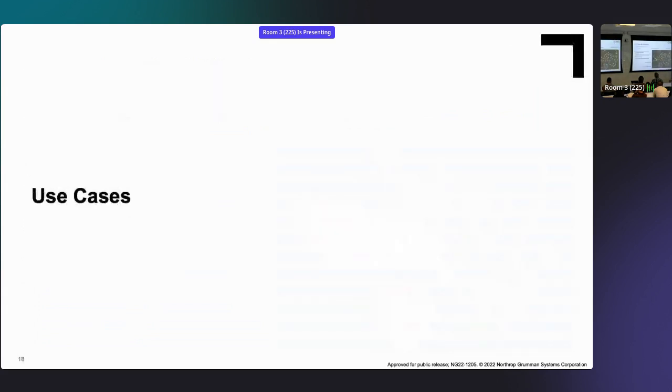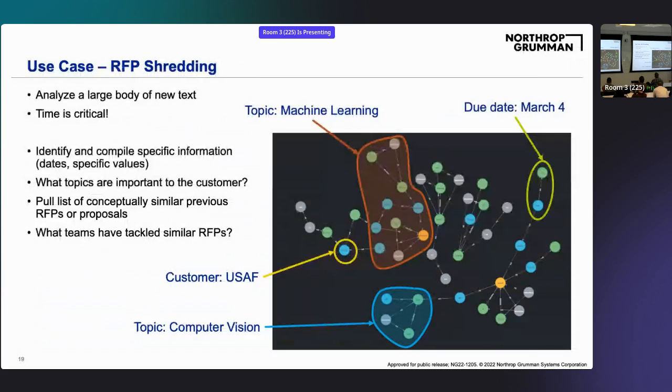All right, that's the capabilities. So here are some use cases. RFP shredding, request for proposal shredding. This is like the first step on a program.